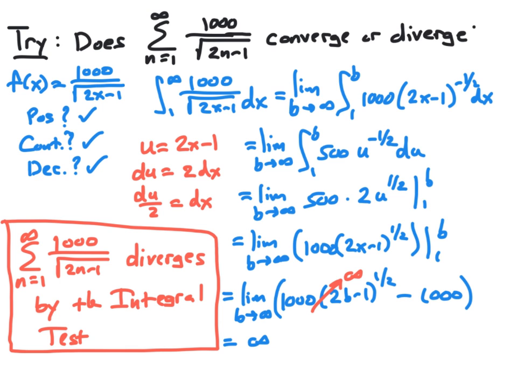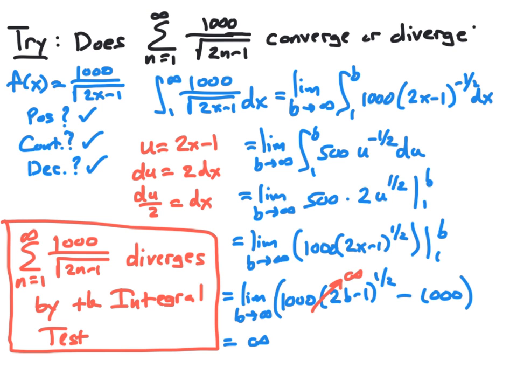We first check to ensure that the function 1000 over square root 2x minus 1 satisfies the requirements for the integral test. This function will certainly be positive from 1 to infinity. It will be continuous and decreasing on that interval as well, and therefore we can apply the integral test. Here we need to compute the improper integral from 1 to infinity of 1000 over the square root of 2x minus 1. We can rewrite the improper integral as a limit as b approaches infinity of the integral from 1 to b of 1000 times 2x minus 1 to the negative 1/2 power dx.